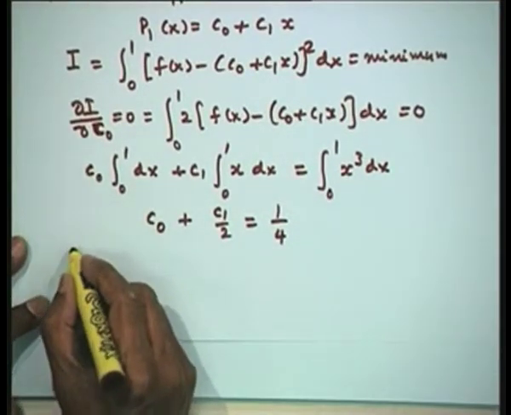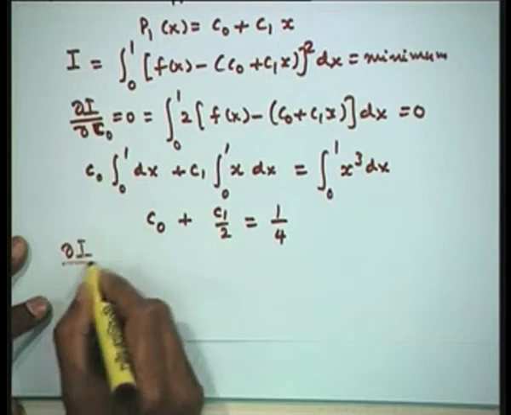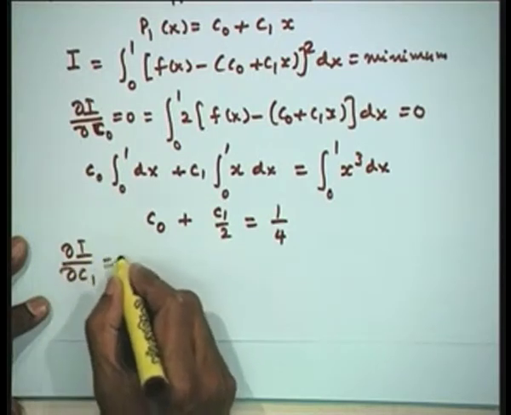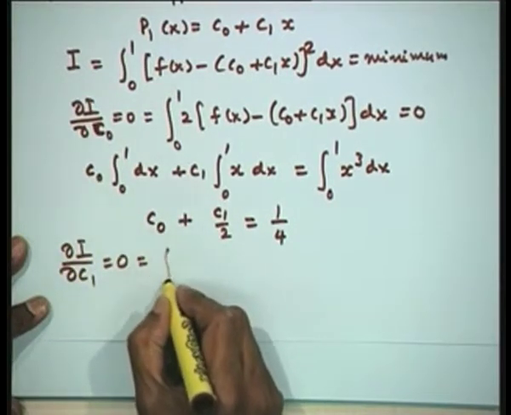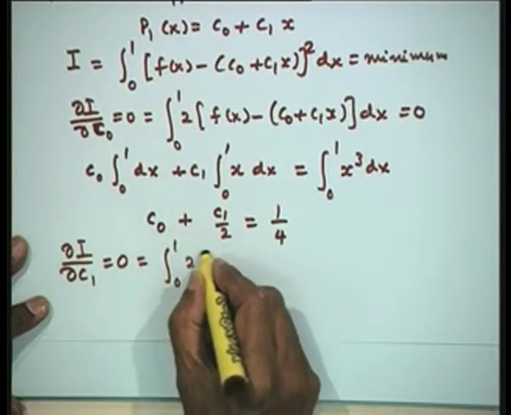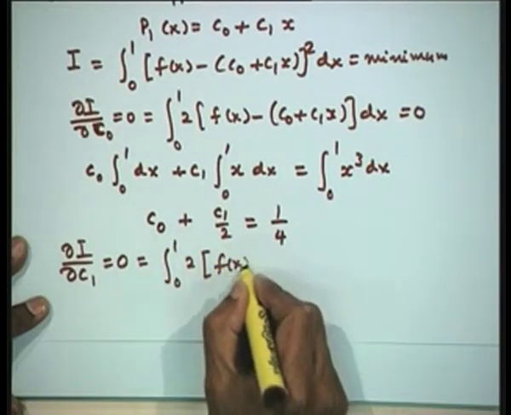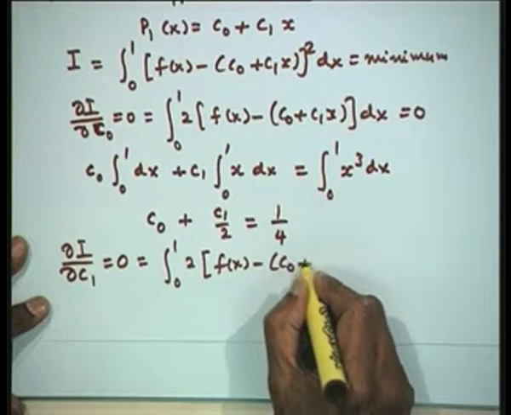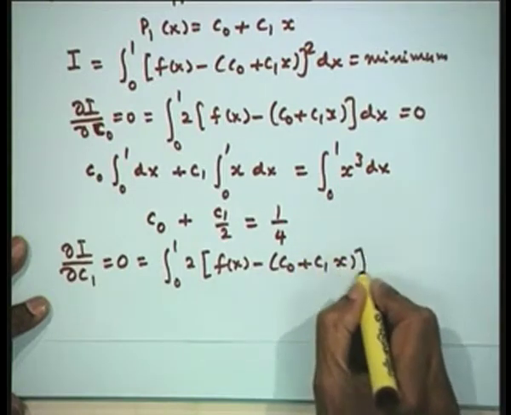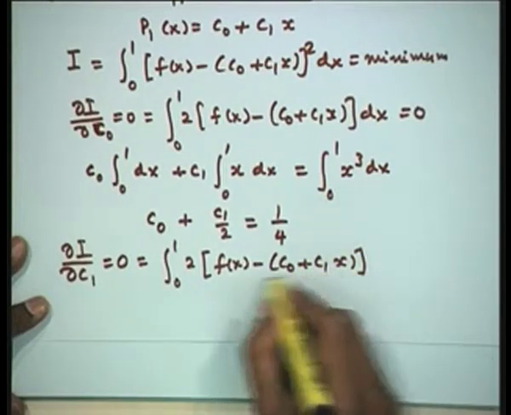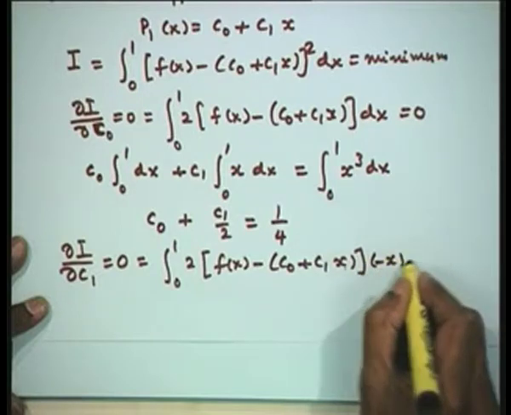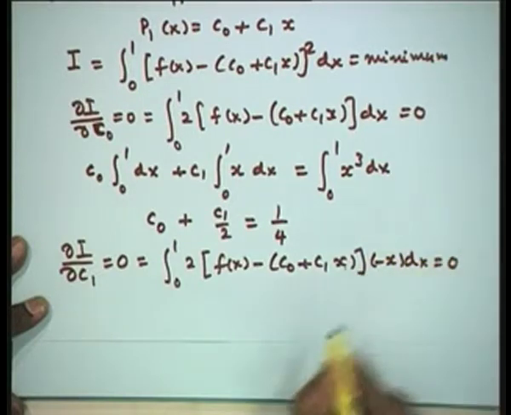Now, let us take the second parameter, that is delta by delta C 1 is equal to 0. So, I will get integral 0 to 1 2 times f x minus C naught plus C 1 x into, differentiating with respect to C 1, I will get minus x over here, dx is equal to 0.